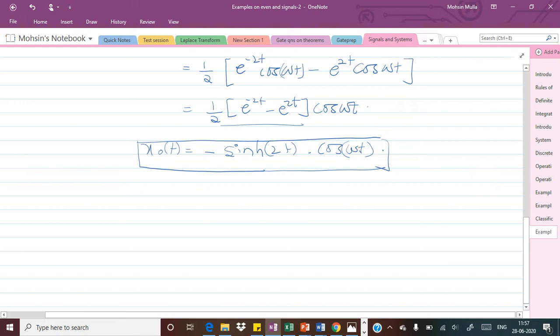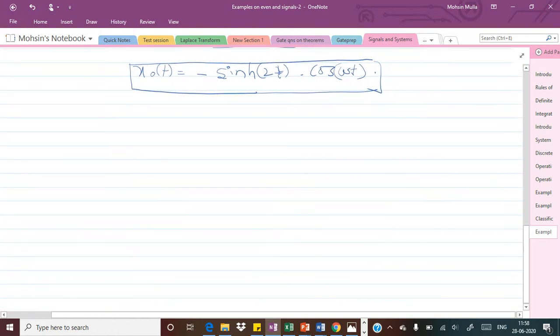So any given signal will have its even component and odd component, or any signal can be constructed by using the even and odd parts of the signal. Similarly, let us take one more example here.